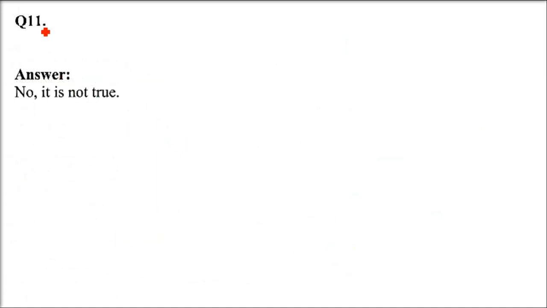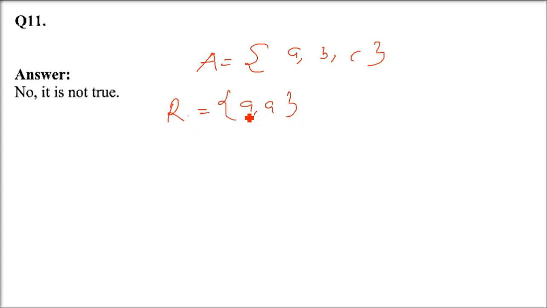Now question number 11. Is it true that every relation which is symmetric and transitive is also reflexive? Give reasons. Okay, if you see in your hint, they have given certain things. I'll take another one, which we already did. So A is equal to {a, b, c}. Now the relation I'm making is (a, a). Now you see, every relation which is symmetric and transitive is also reflexive.